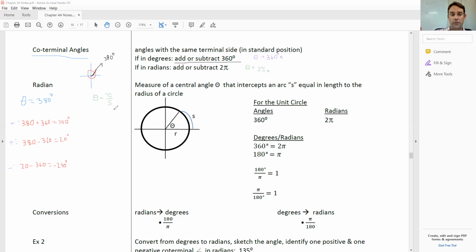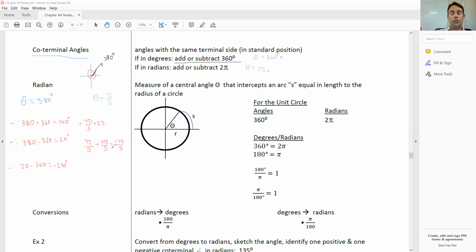So if I want a positive coterminal angle, I'm going to keep adding 2 pi until I get another positive value. Again, I can keep adding 2 pi over and over again. Now, the one tricky part about these is you have to do a little bit with having a common denominator. So 2 pi is the same thing as 10 pi over 5. So that means a positive coterminal angle would be 17 pi over 5.